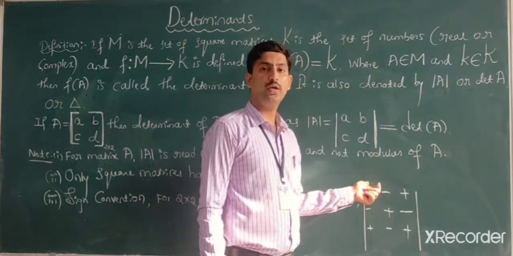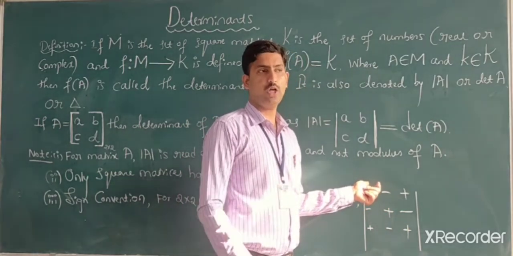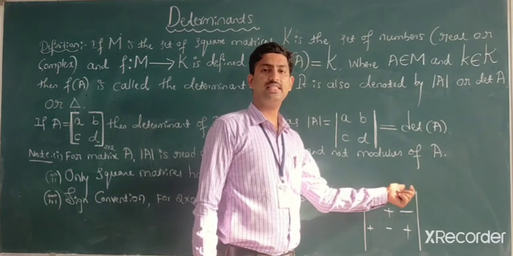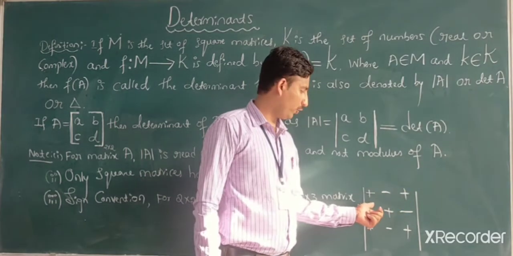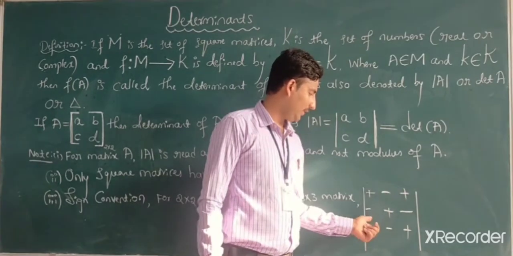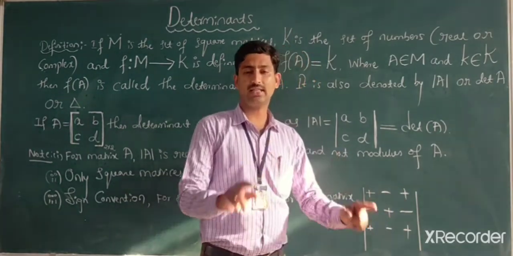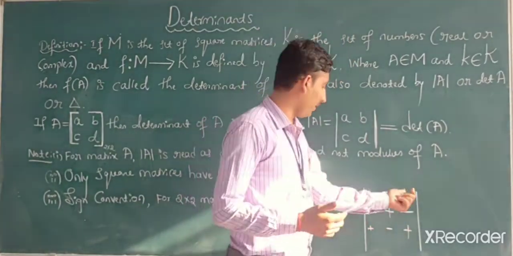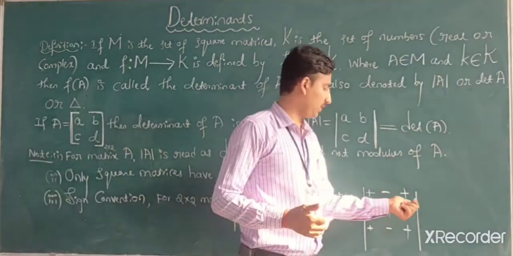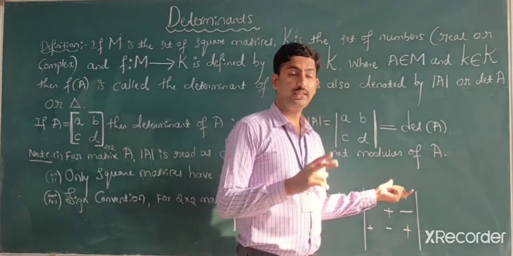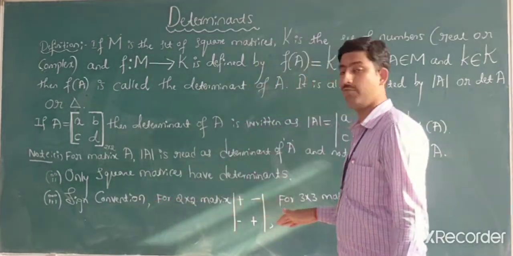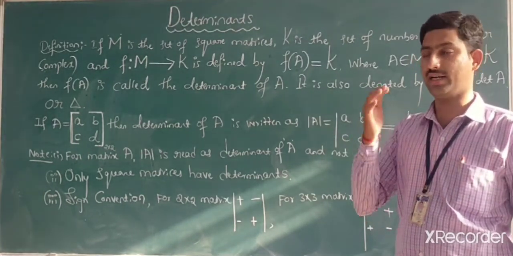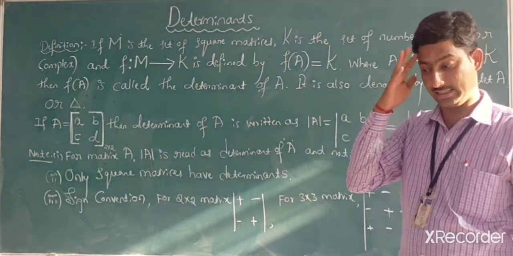This place belongs to A11, this place belongs to A12, this place belongs to A13, then A21, A22, A23, A31, A32, A33. These are the places where the signs are in the format plus minus plus, minus plus minus, plus minus plus. These are very important for finding terms like minors and cofactors in the later section, correct?